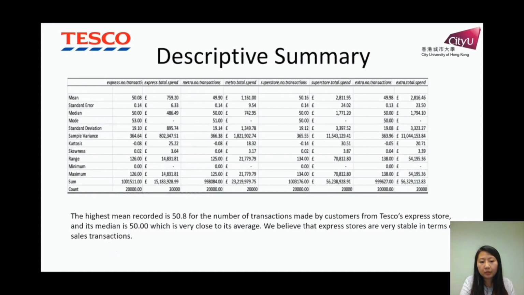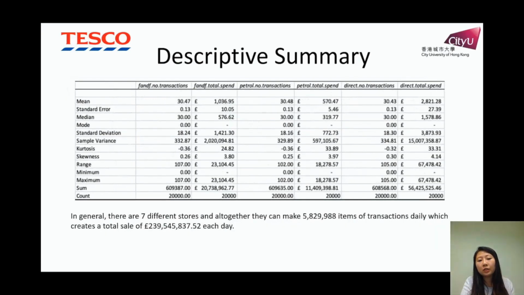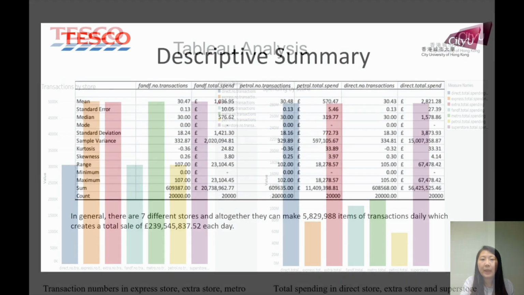For the descriptive summary, we found that the highest mean recorded is 50.8, and that the median is 50, which is very close to its average. So we believe that Express stores are very stable in terms of sales transactions. In general, the 7 different stores altogether can make 5 million item transactions daily and create nearly 240 million pounds each day.